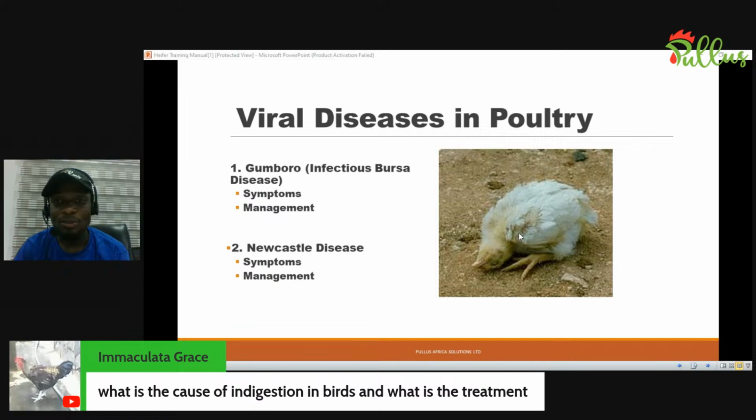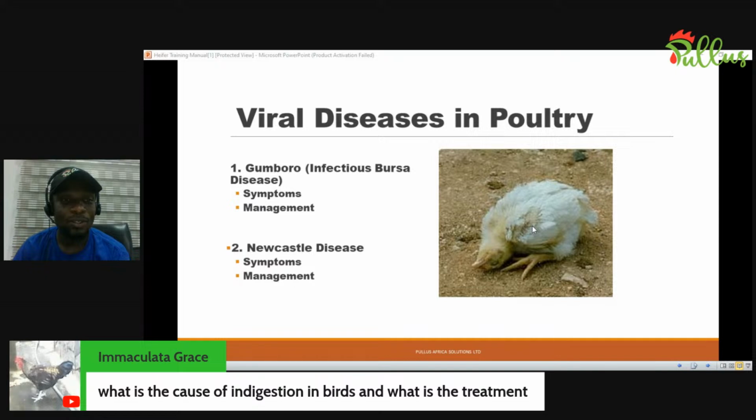So if it's coccidiosis, you try to treat the coccidiosis. You can also give the kaolin, like I said. Kaolin is an agent that you can give them in water to drink. It helps in healing those injuries in their digestive tract. If it is Newcastle or enteritis, you're supposed to try to manage the problem, which will also help you in managing the indigestion.